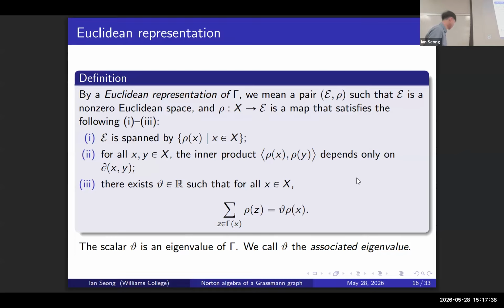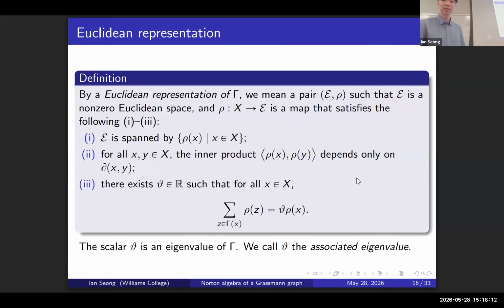And of course, the third condition, which is a little hard to verify: if you take the sum of all the rho z's where z is adjacent to x, then that is simply going to be a scalar multiple of the image of x. And that theta actually happens to be an eigenvalue of gamma. This example for the hypercube, I believe, is a Euclidean representation in the eigenspace that corresponds to the second largest eigenvalue. Details left as an exercise for you, I guess.